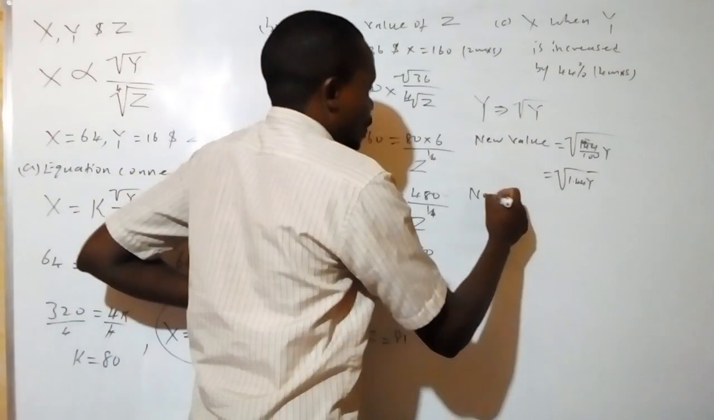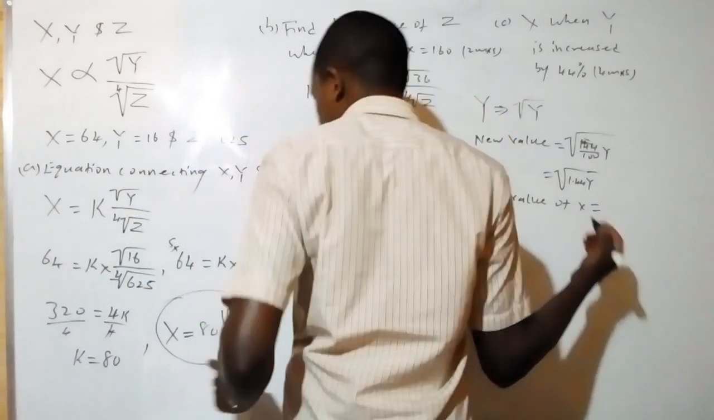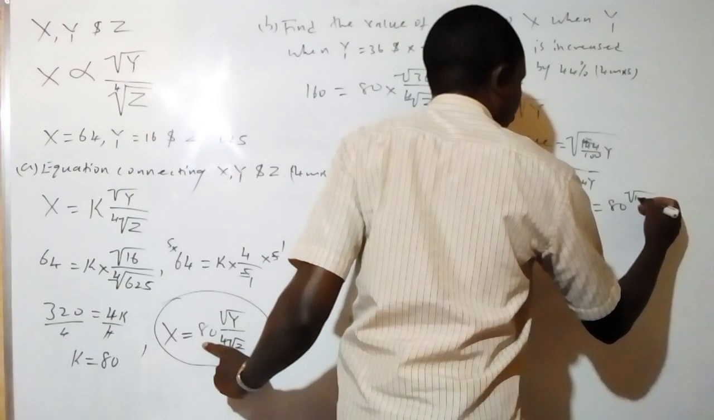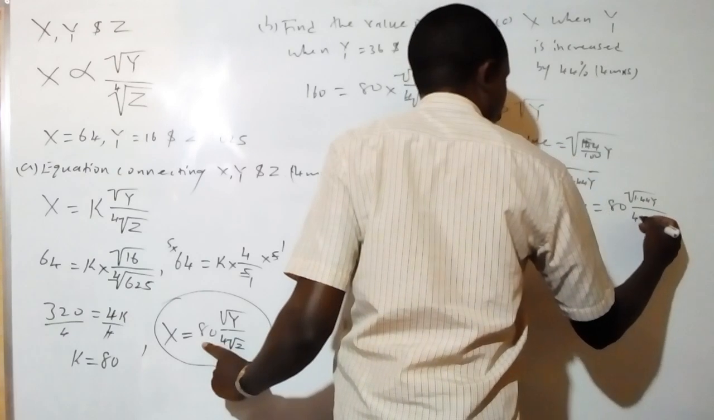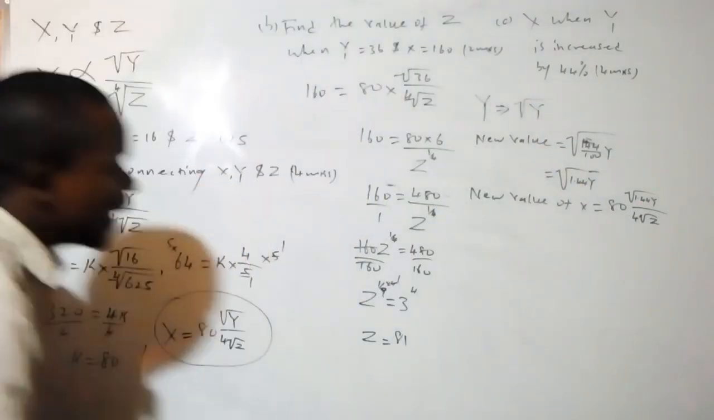And our new value of X is supposed to be 80 root 1.44Y all over 4 root Z. Now I need to do it here.